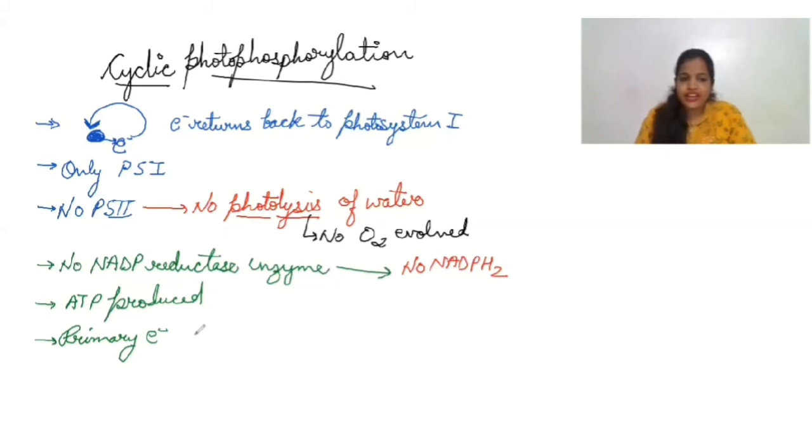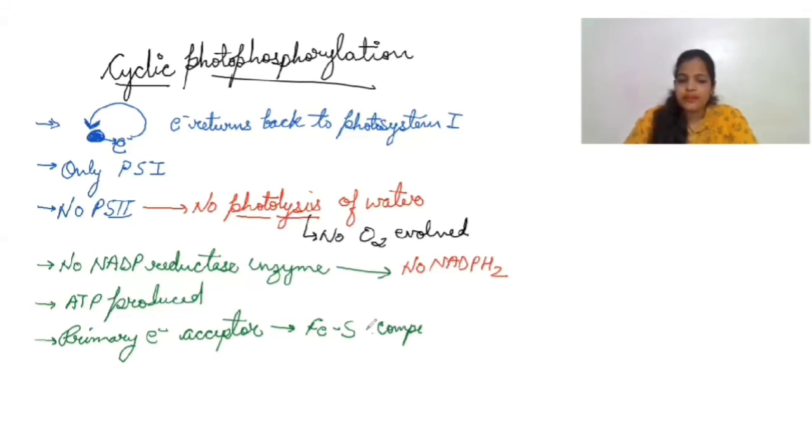The primary electron acceptor is an iron sulfur protein. Fe means iron, S stands for sulfur. So it is an iron sulfur protein or iron sulfur compound, let's say, to be more specific. In the terms in which it is asked, it is an iron sulfur compound.